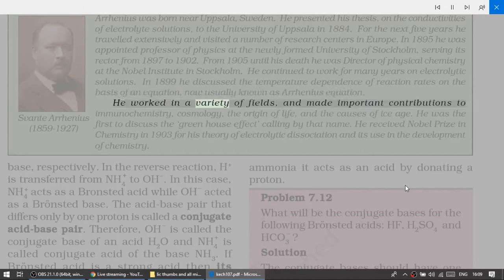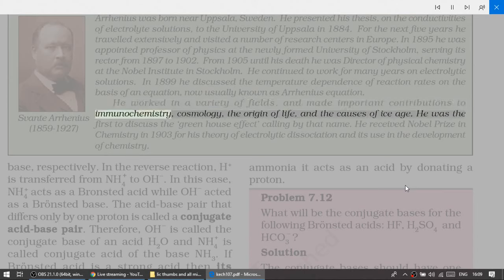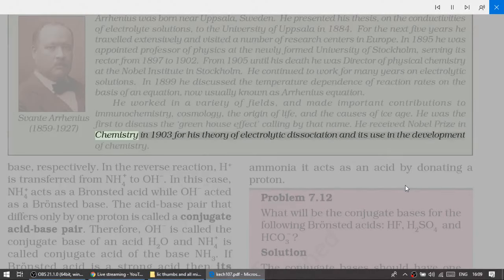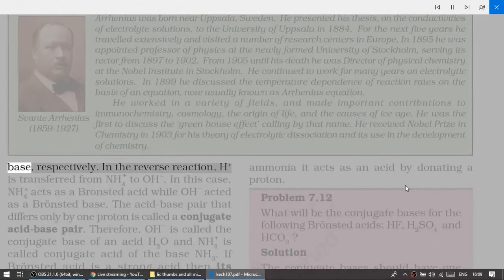He worked in a variety of fields, and made important contributions to immunochemistry, cosmology, the origin of life, and the causes of Ice Age. He was the first to discuss the greenhouse effect, calling it by that name. He received the Nobel Prize in Chemistry in 1903 for his theory of electrolytic dissociation and its use in the development of chemistry.